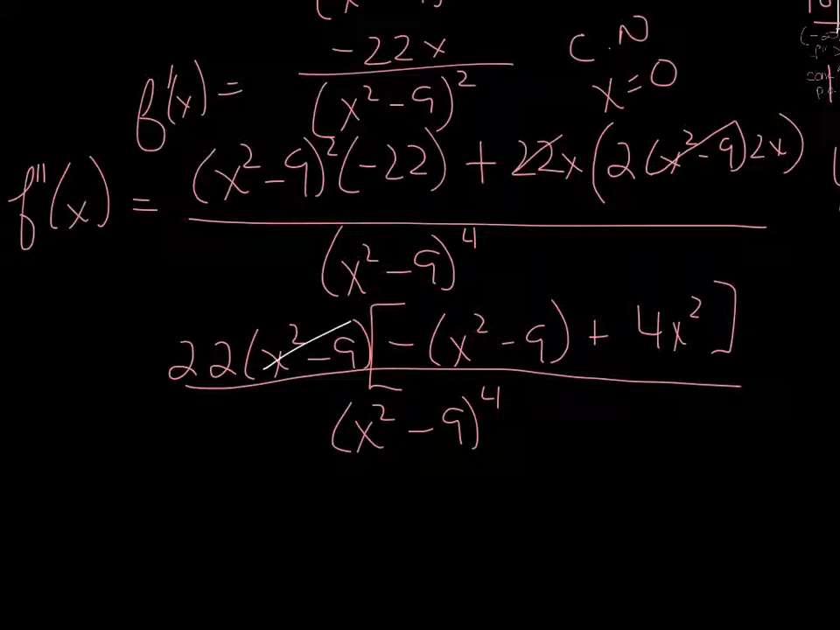Okay, so that cancels. Let's see what we can do to simplify. This one's going to come out a lot like that last one. Negative x squared plus 4x squared is 3x squared plus 9.